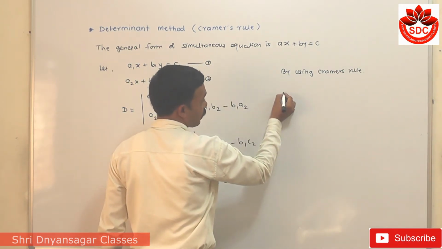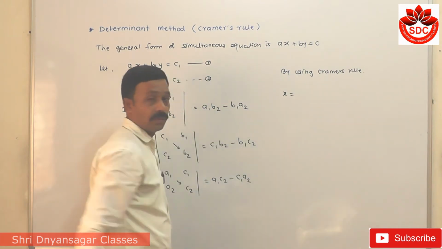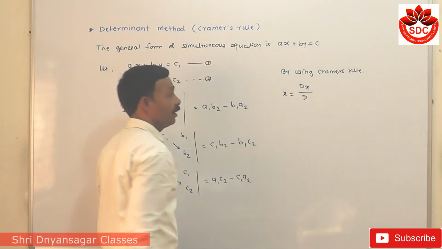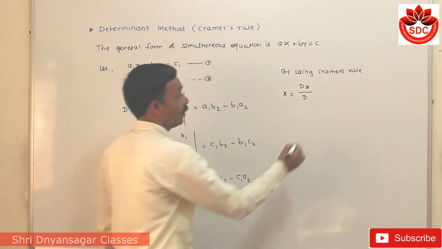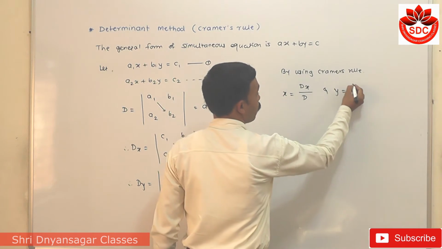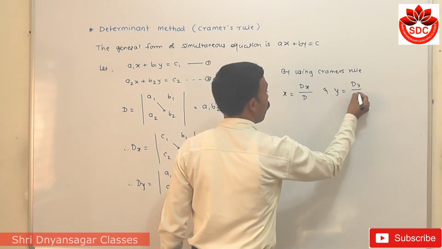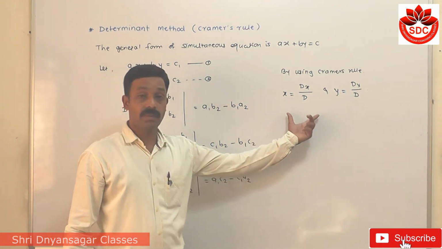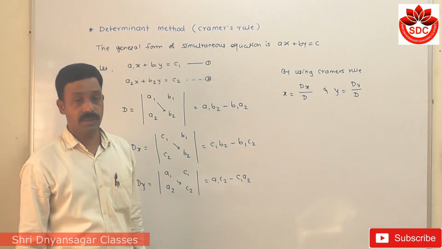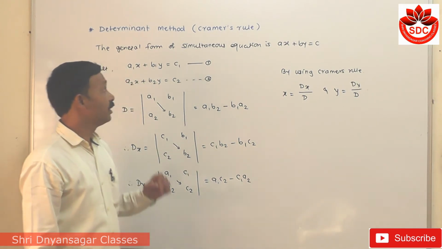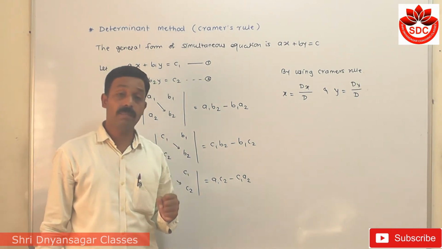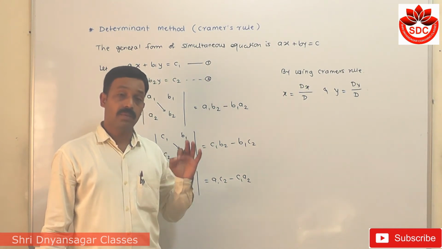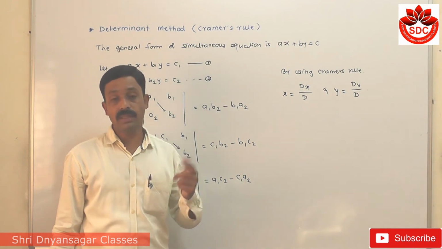So by using this Cramer's rule, the value of x is equal to determinant of x upon D, that is, the value of the determinant, and the value of y is equal to determinant of y upon the value of the determinant. This is the solution of the given simultaneous equations. I hope you can understand this. This is a very simple method. One example can be asked in your examination. So simple. Here we use this to solve this.